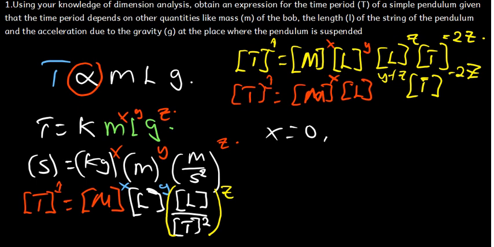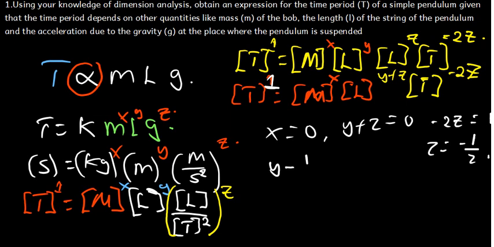Then we are going to say that for L, we don't have L on the left, so y plus z is going to be equal to 0. Then when it comes to t, we have t this side, and this t is to the power 1. So negative 2z is going to be equal to 1. Therefore, z is going to be equal to negative 1 over 2. Okay, now since z is equal to negative 1 over 2, we can plug in the value of z to find the value of y. So y is going to be equal to half.